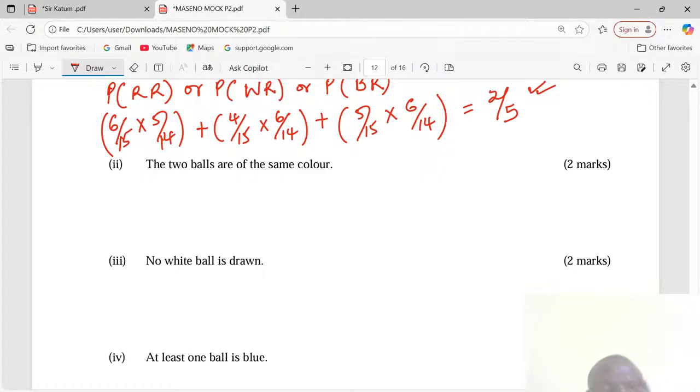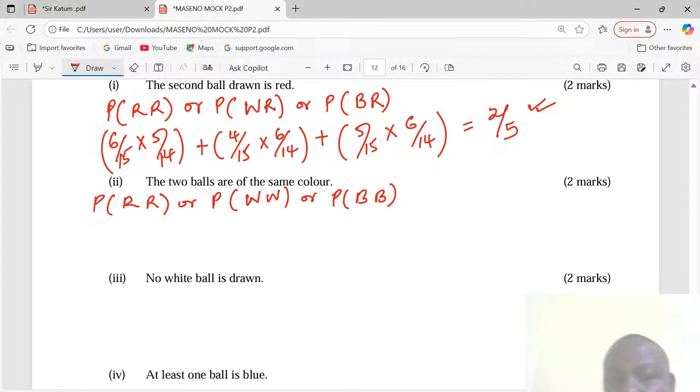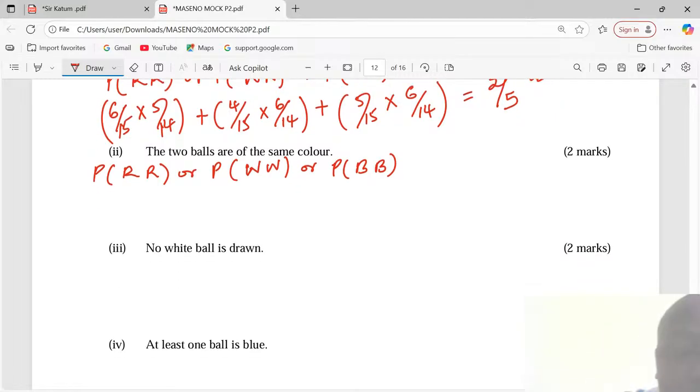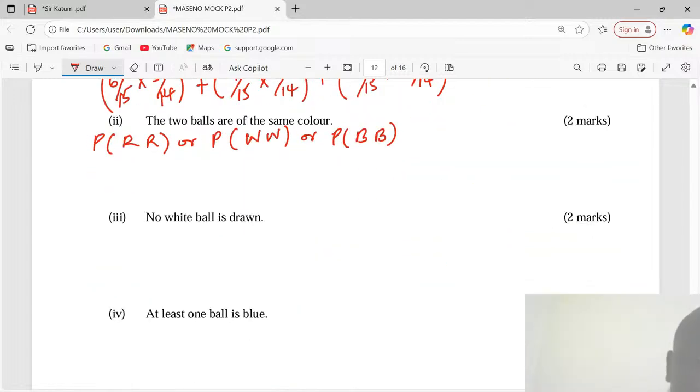Check Roman 2. The two balls are of the same color. When we say the same color, it could be probability red and red, or probability white followed by white, or probability a blue, then a blue. Those are the chances when the two are of the same color. So we need probability red, red. Remember, picking red initially is 6/15. So we'll be having 6/15, and picking this one again, 5/14.